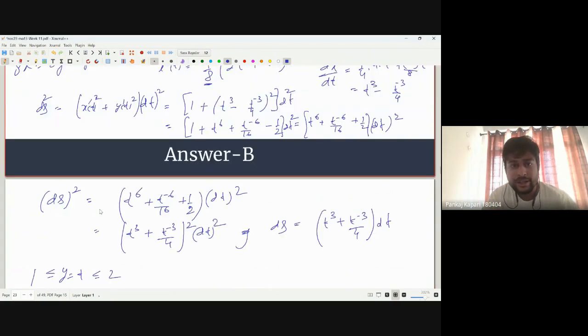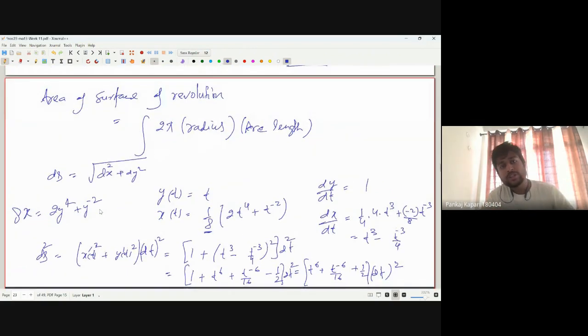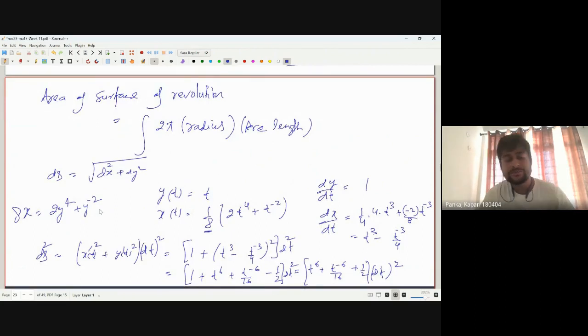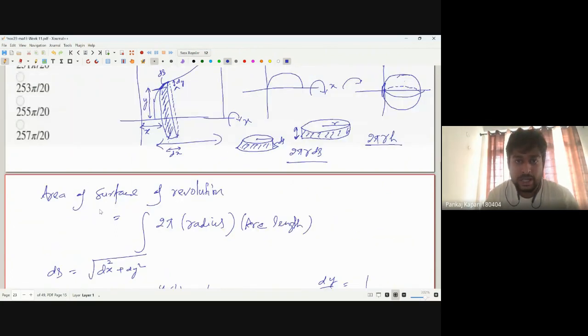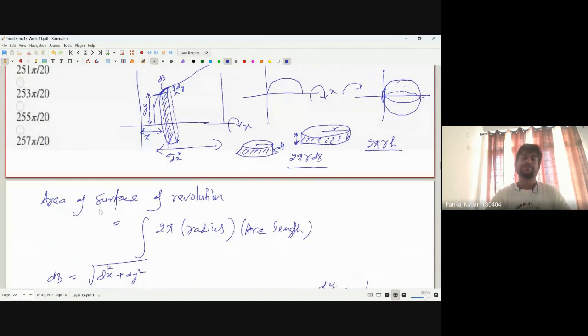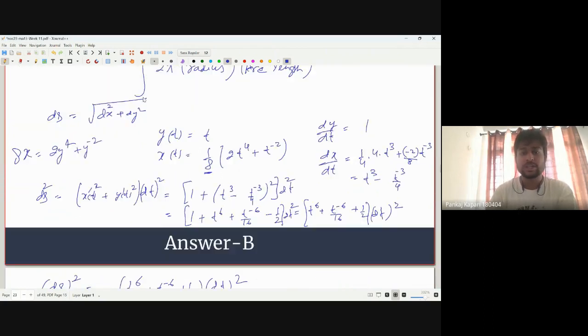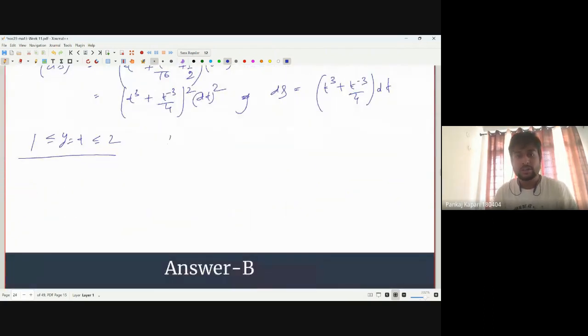Now can we find the area? So for that we have to find radius in terms of t, right? So what will be the radius? So radius will be y, and y is equal to t. So radius is t. What is the radius? So radius is distance from the axis of revolution, right?